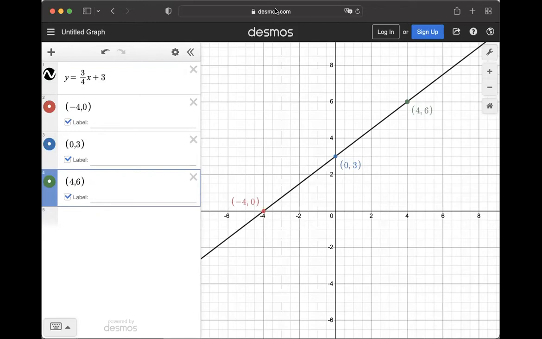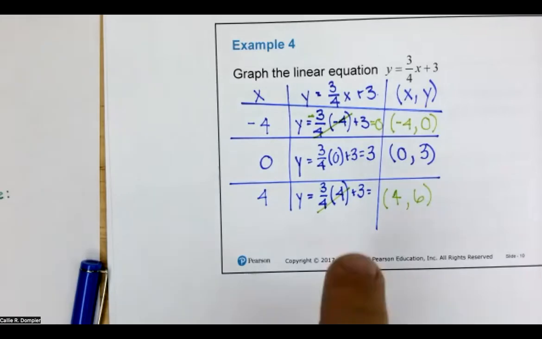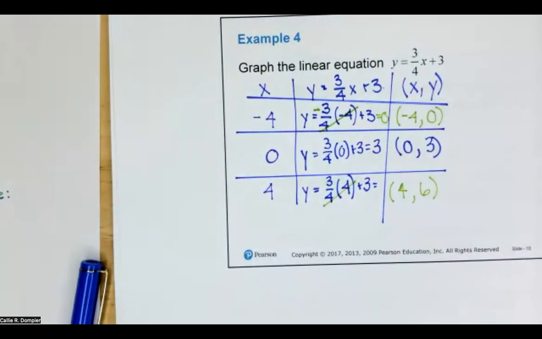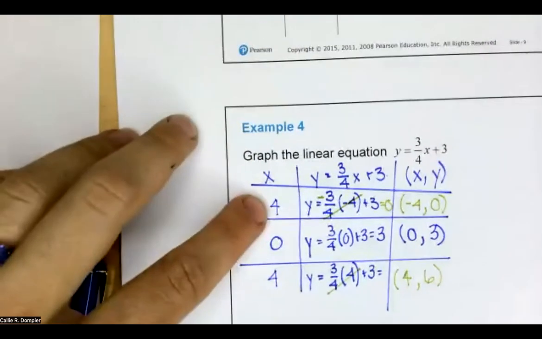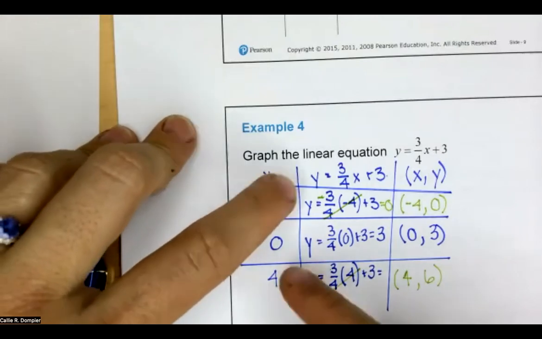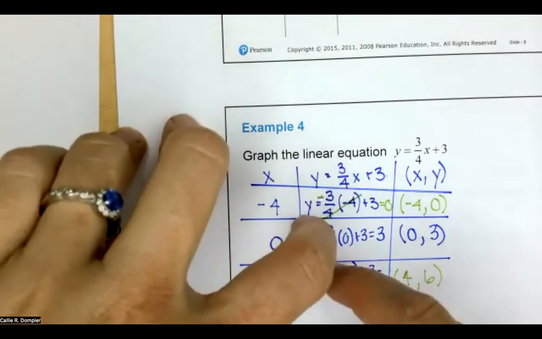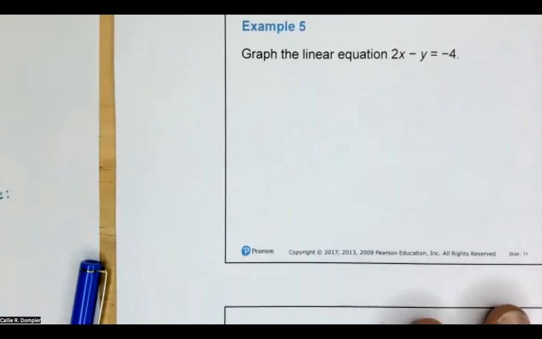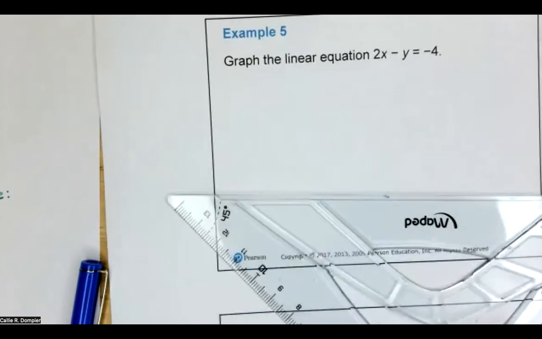You can put in a value for x and find y, and you can put in any real number to find y. But it's easiest to do 0 and then really small numbers, or if it's a fraction, use the bottom of the fraction number. That'll help. So example 5 says graph the linear equation 2x minus y equals -4.